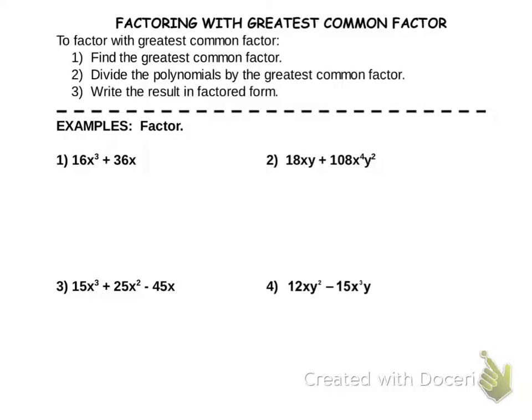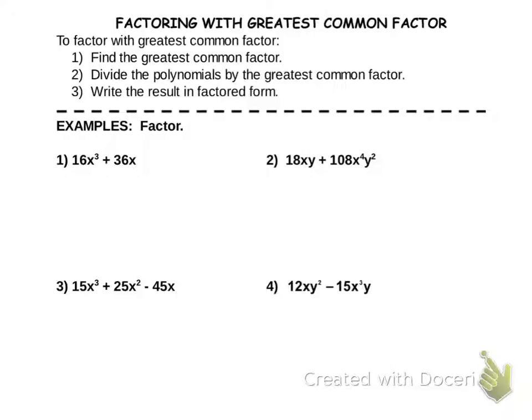We're talking about factoring with the greatest common factor. So we learned how to do greatest common factor. Now we're going to see what that looks like as far as factoring that out. What that means is that I'm going to find two factors to multiply together to get me what I have. So let's look and see how this looks.